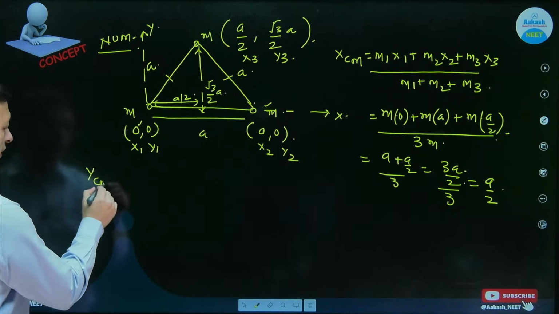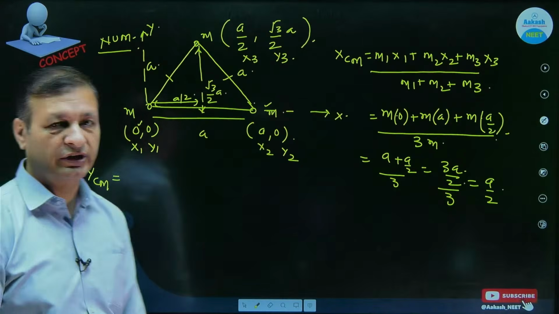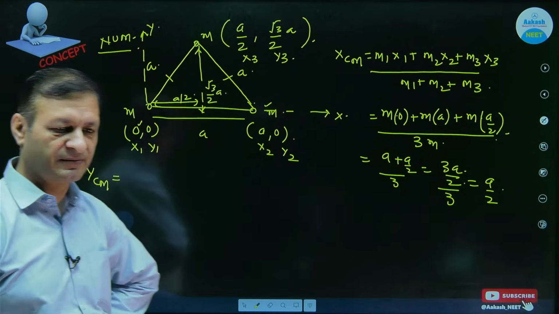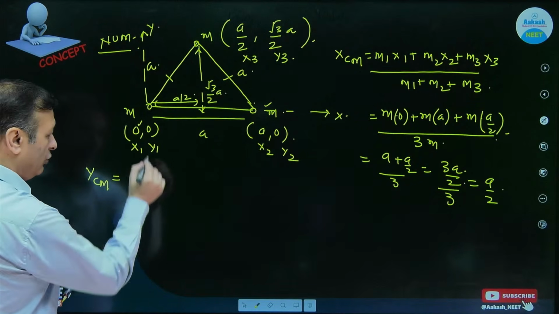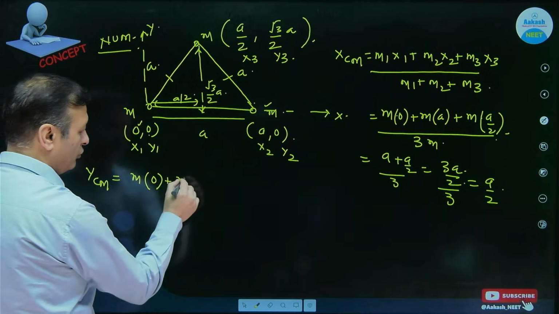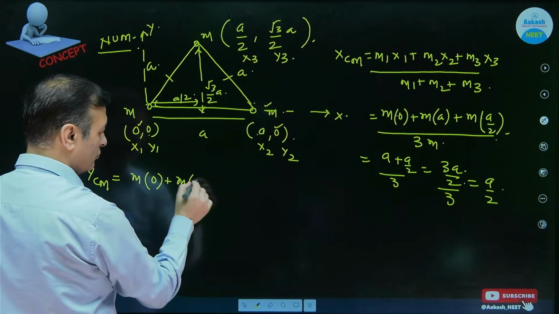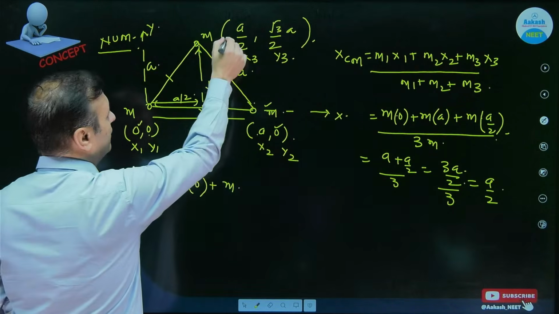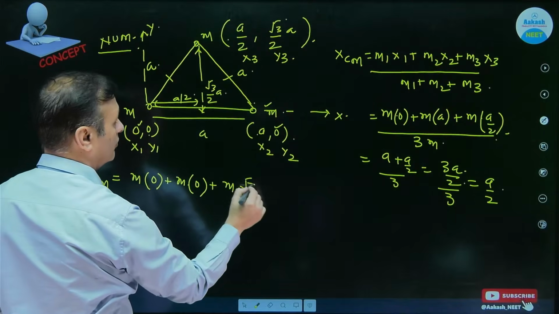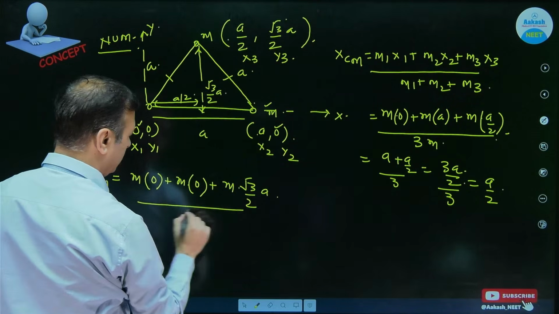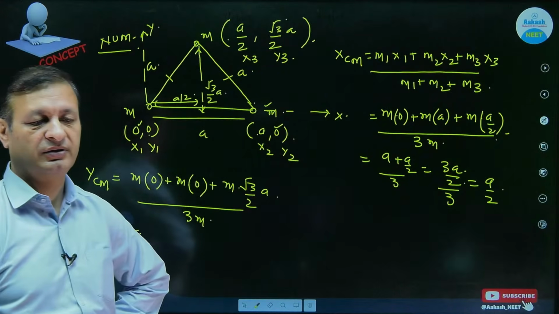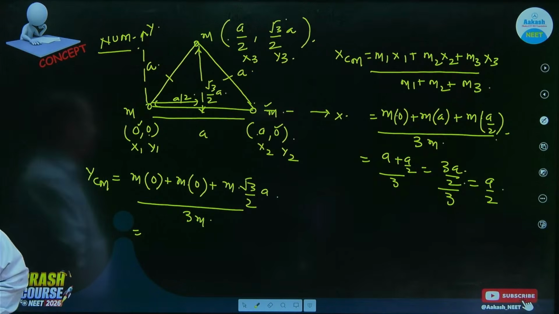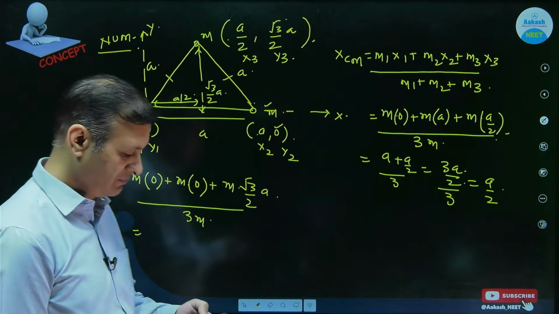Now if I ask you the y coordinate for this, can you give me the y coordinate? Yes. So what is this y coordinate? m1 into y1, m2 into y2, m3 into y3, the whole divided by 3m. So that defines your y coordinate. So any doubt from this part? Sure? Shall we move?